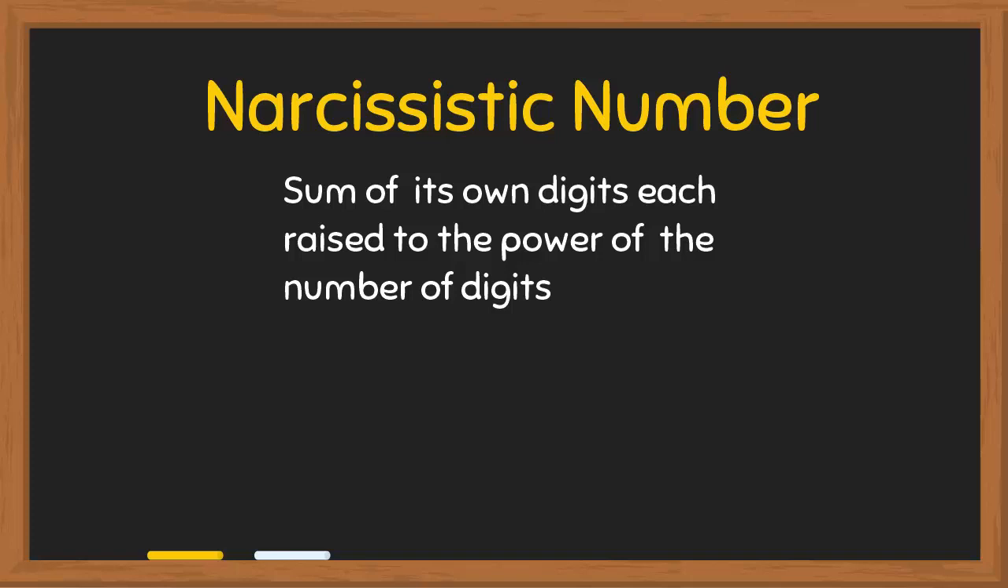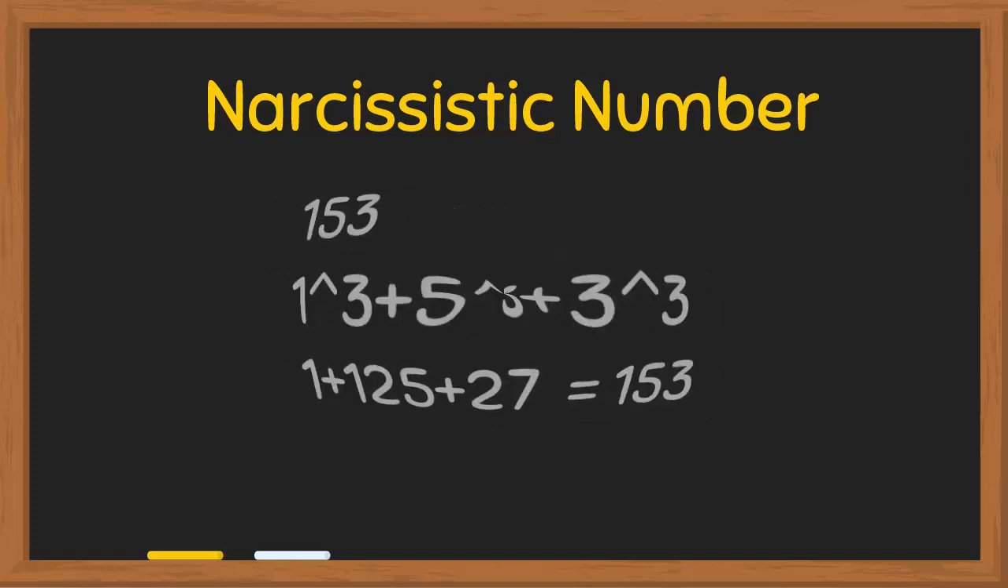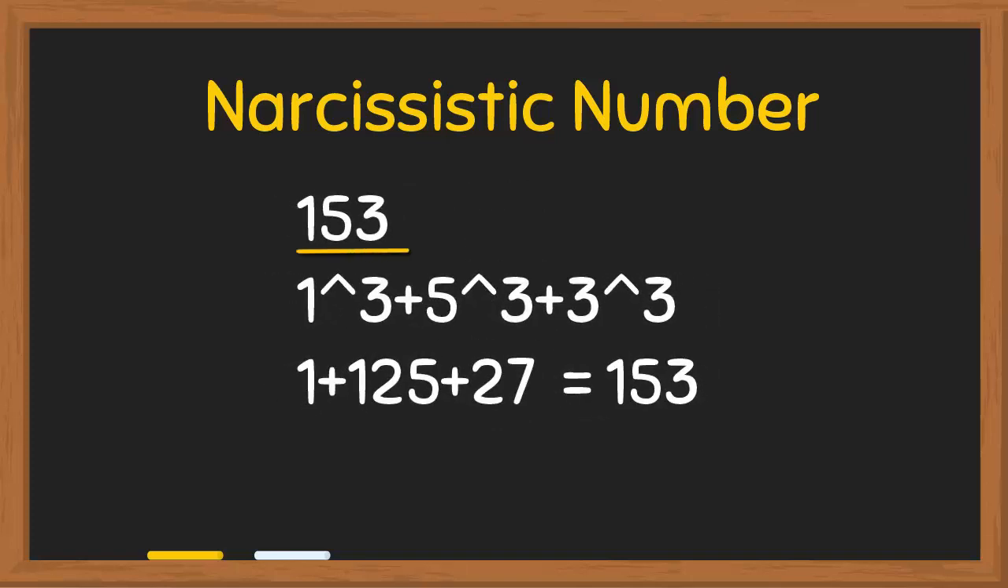A narcissistic number is a number like 153, where if you take each of the digits 1, 5, and 3 and raise it to the power of the length of the number, which is 3, so 1 to the power of 3 plus 5 to the power of 3 plus 3 to the power of 3, and you add it together, you get the same number. So these kinds of numbers are called narcissistic numbers.